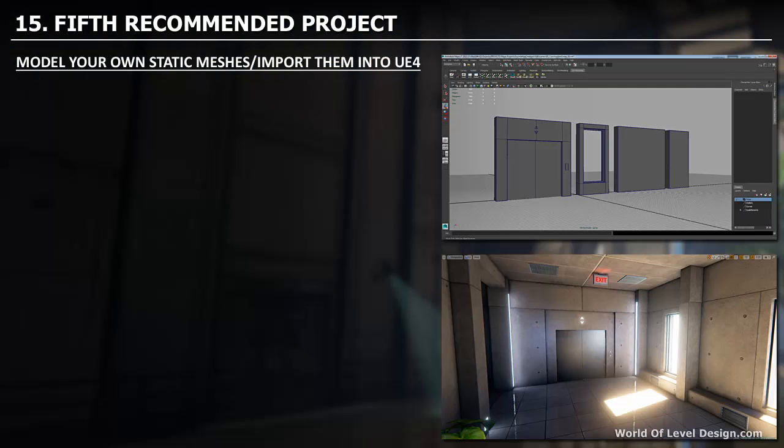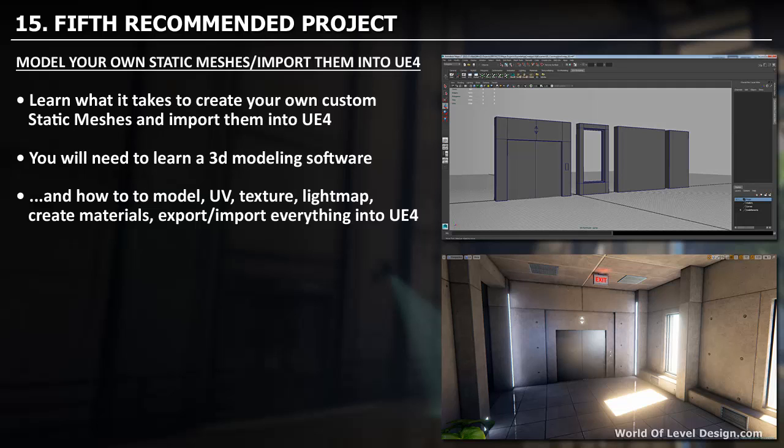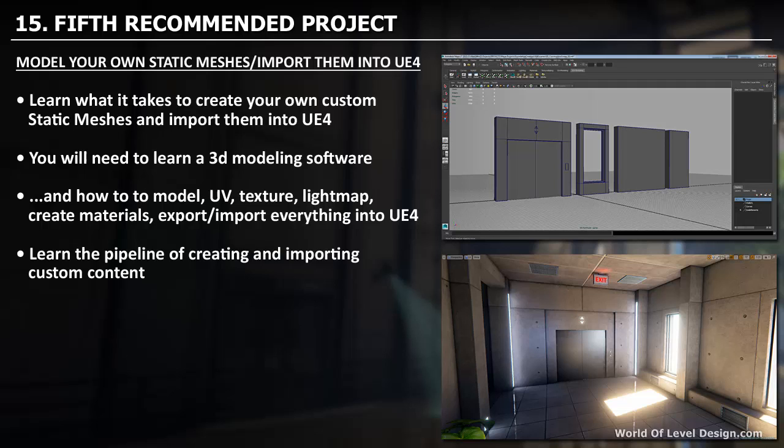Your fifth recommended project is to learn how to model your own static meshes and import them into Unreal Engine 4. For this, you will need to learn a 3D modeling software and all of the steps that are required, such as how to model, how to UV, texture, light map, create materials, and then export and import everything into Unreal Engine 4. So basically for this project, you are learning the pipeline of creating and importing custom content.